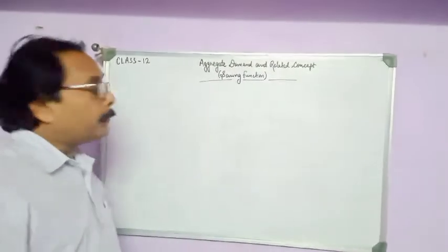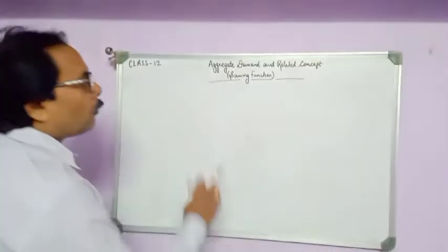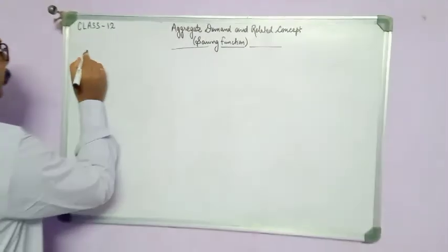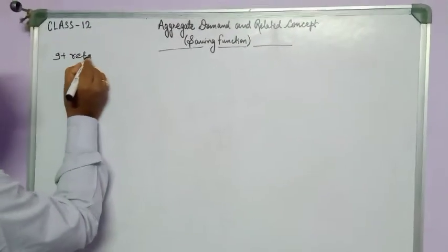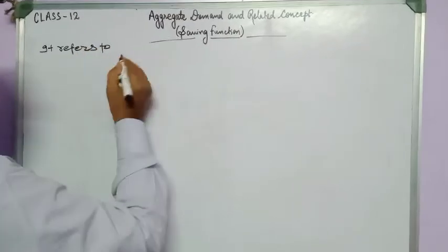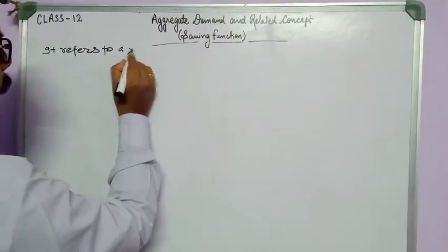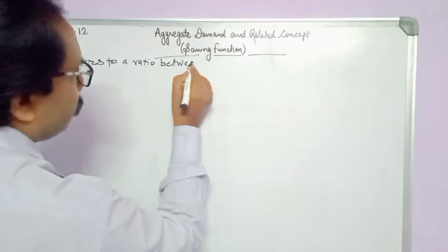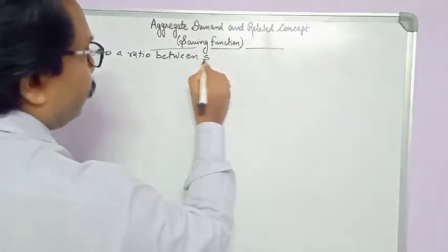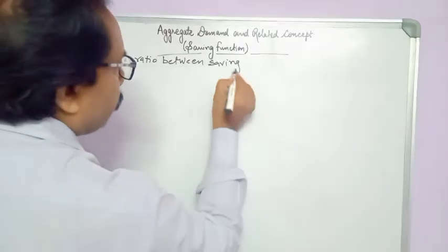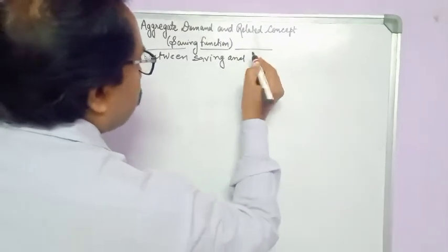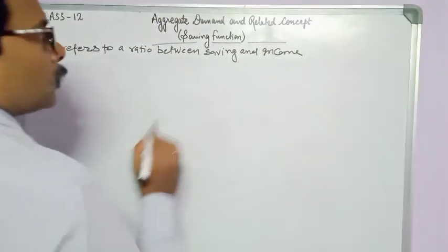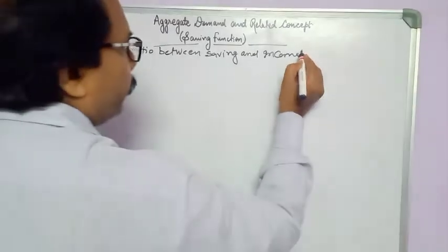In this video we will learn about the saving function. So what is the saving function? Saving function refers to a ratio between saving and income, or corresponding to saving and income, you may write.